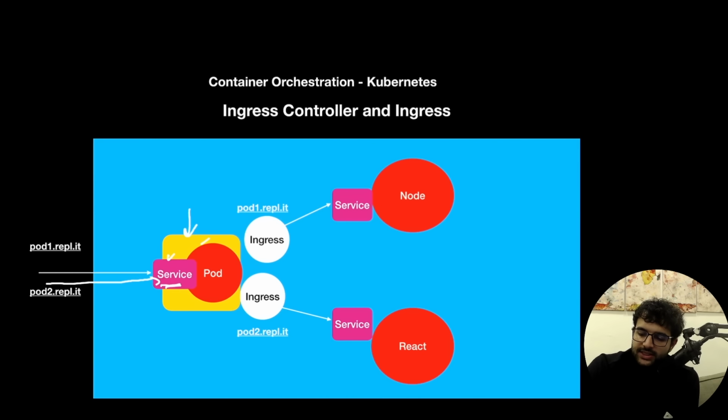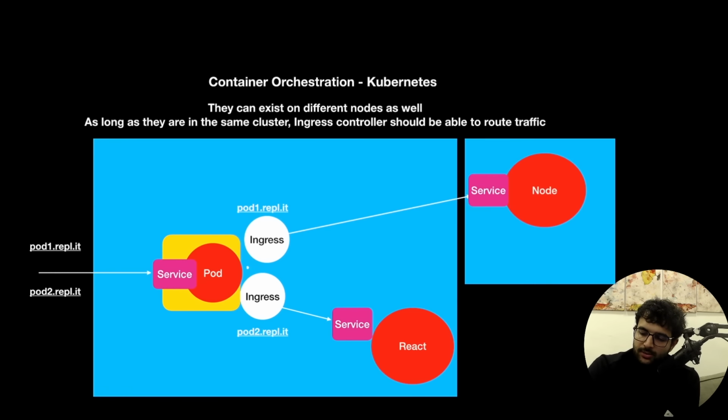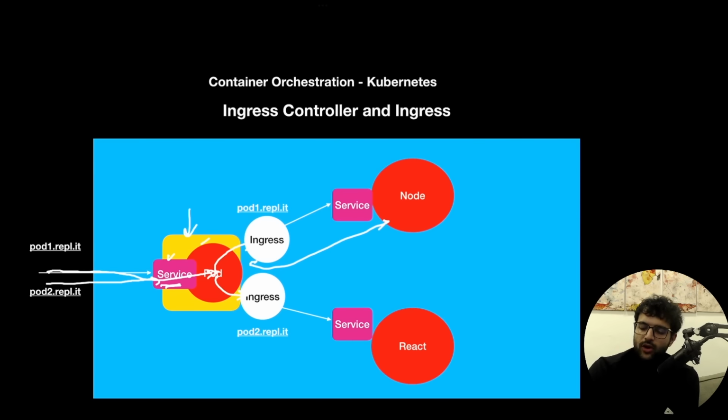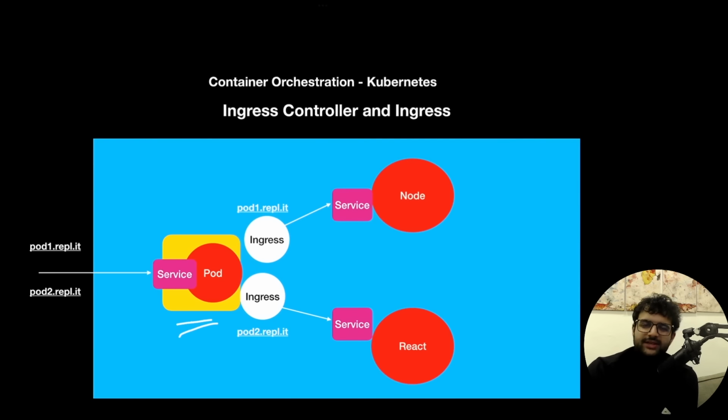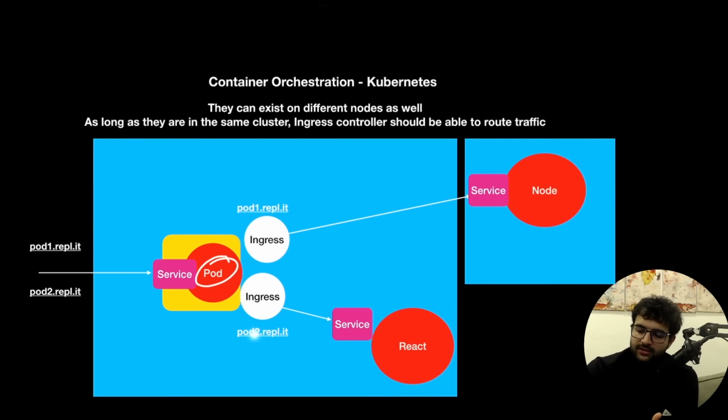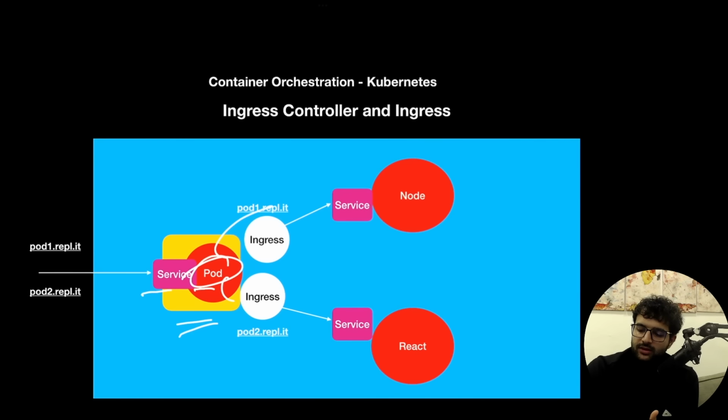But since services cannot do path-based routing, the control from here reaches here, and the pod checks, ki, acha bhai, what is registered with me? Acha, pod 1 is registered here. Let me send it to pod 1. So ingress controller is nothing special. The ingress controller is effectively just another service and a pod. And this pod is actually the thing that's doing path-based routing.